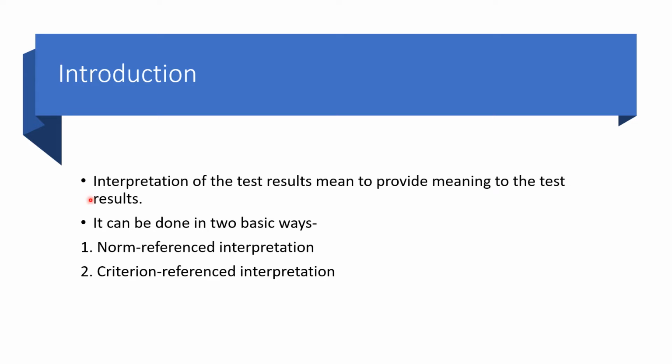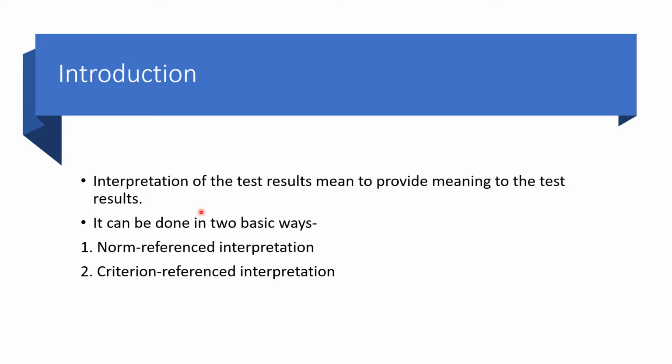In psychological and educational assessment, we construct and standardize the test. Sometimes we also construct any other achievement assessment tool. After the construction, we administer the test on a group of individuals, on a group of students, and get the raw scores. These raw scores are the number of points gained by the students in that particular test. These raw scores are not very meaningful without further information. That is why we interpret the test scores, meaning we provide meaning to the scores.